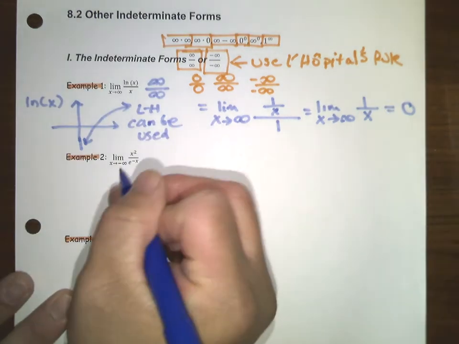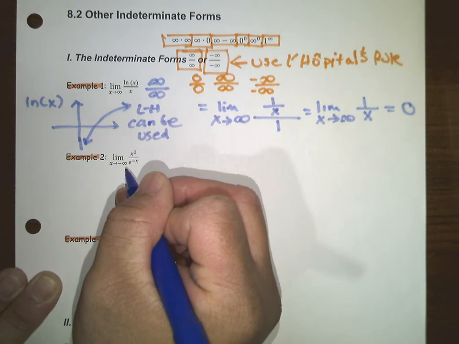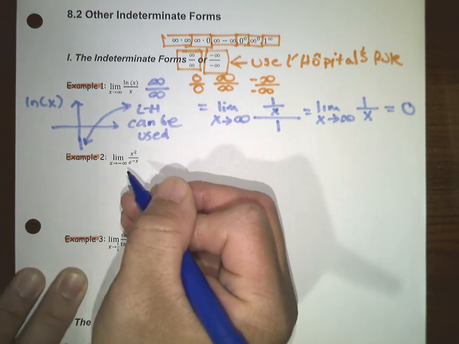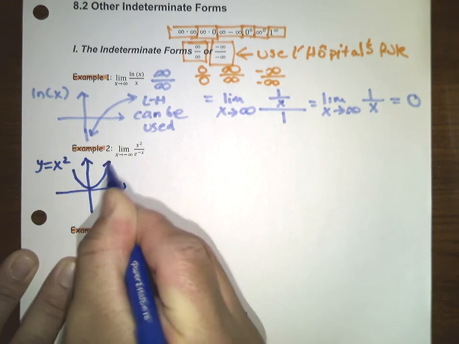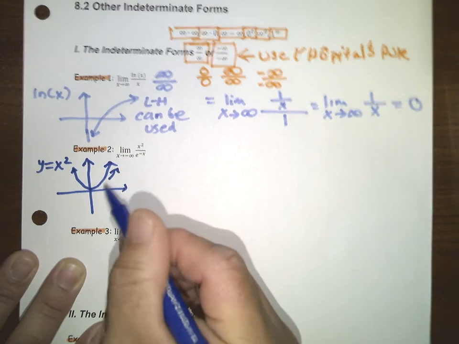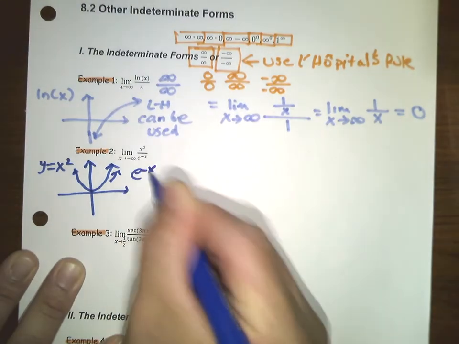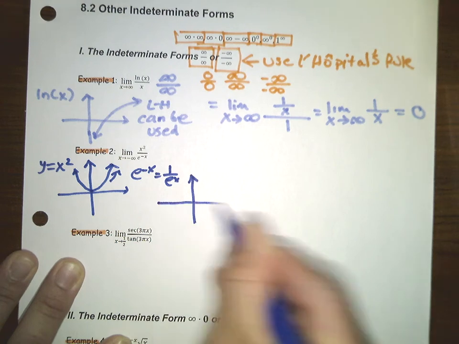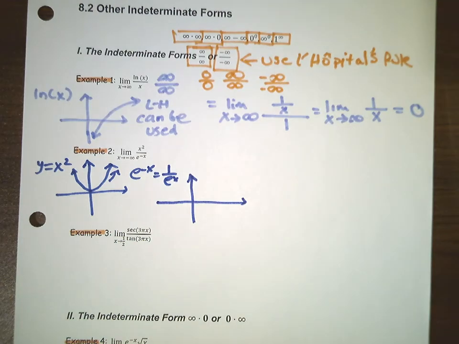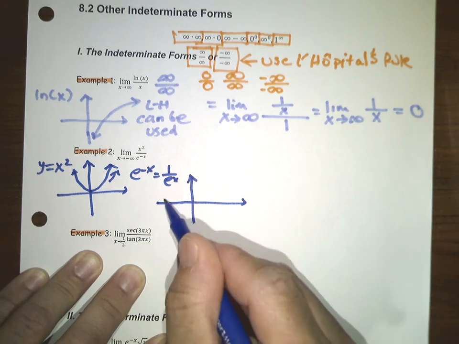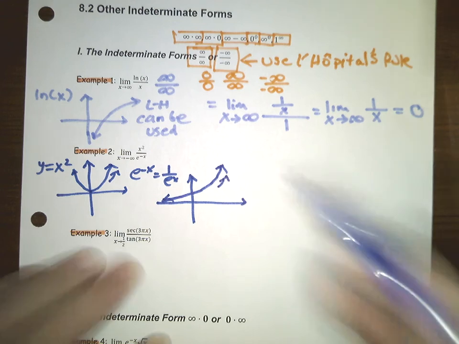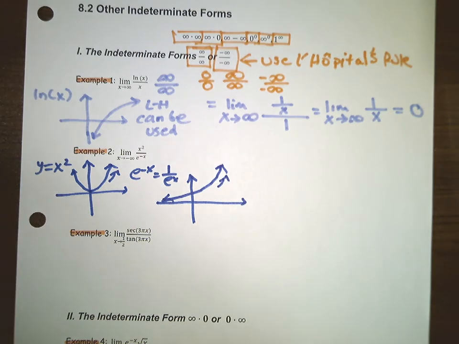All right, here's another one. The limit as x approaches negative infinity of x squared over e to the negative x. So what do you know here? Well, y equals x squared looks like this. As x is going to infinity, the value is going to infinity, and e to the negative x is 1 over e to the x. So what is that going to look like? It looks like this.